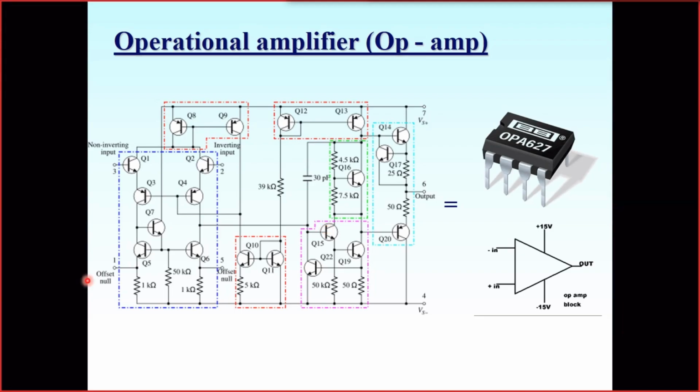The first stage here is a differential amplifier that reacts to the difference between two inputs. Then there is some intermediate amplifier, and finally we have an output stage which provides quite high power with a bipolar output, which could be more than 0 and less than 0.